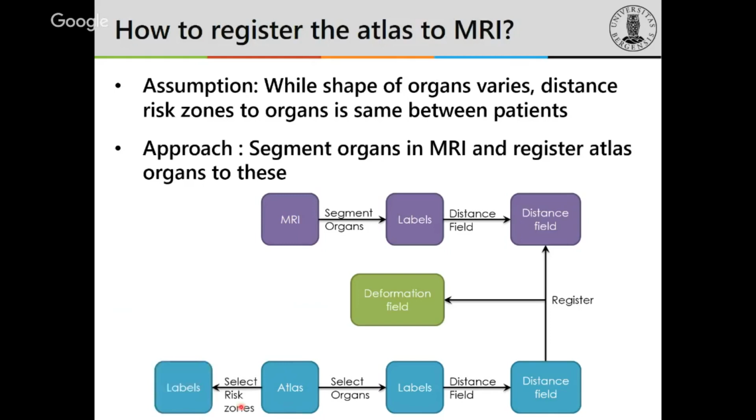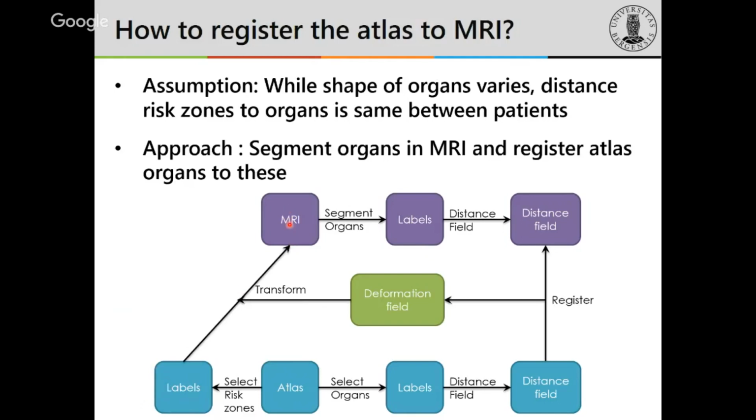Finally, from the atlas, we also select these risk zones, the zones in which the nerves are, and we apply the same deformation field to these atlas nerves. And in this way, we can really map these nerves from the atlas to the patient MRI.